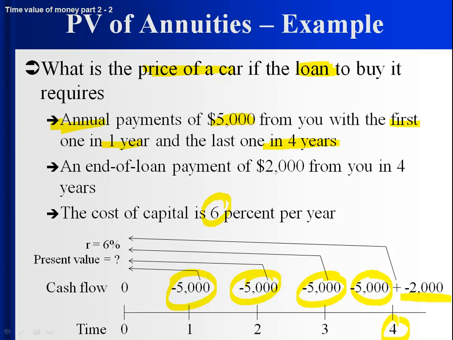So what we want to find is, okay, let's find the present value of all these payments, and we can do that pretty easily: negative 5,000 over 1.06 plus negative 5,000 over 1.06 squared plus negative 5,000 over 1.06 to the third plus negative 5,000 over 1.06 to the fourth plus negative 2,000 over 1.06 to the fourth. Add them all up, and we'll get negative something. So making all these payments is equivalent to whatever that total is. And the reason it's equivalent to that total is because that's how much money we got today, and that's how much we needed to buy the car.